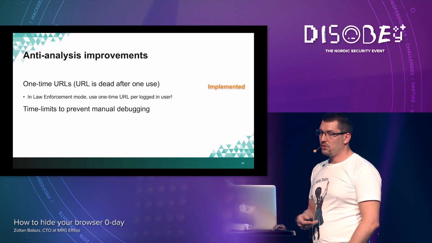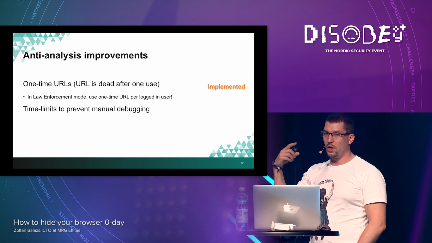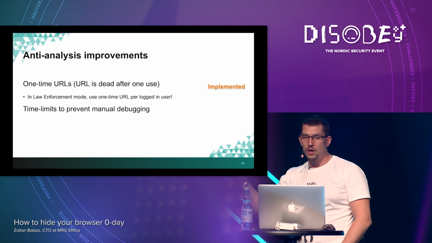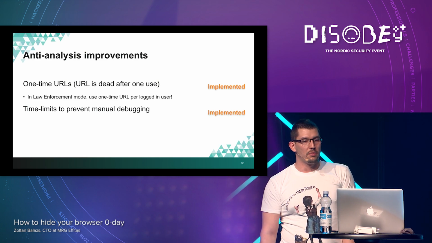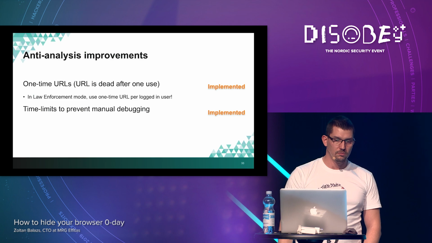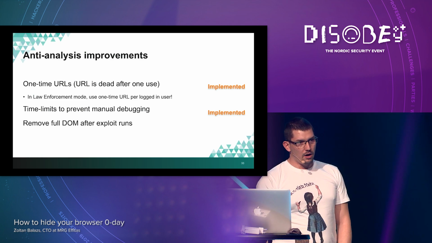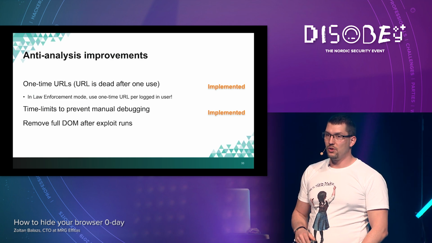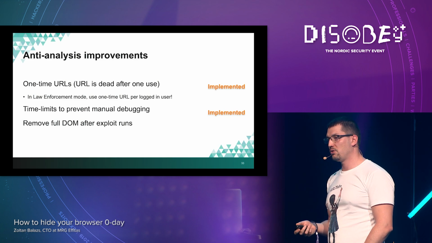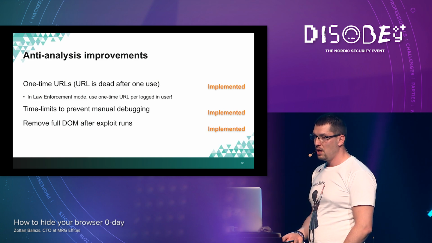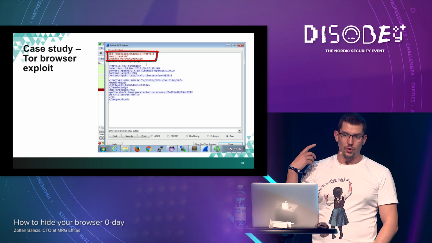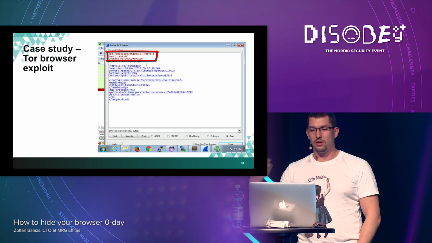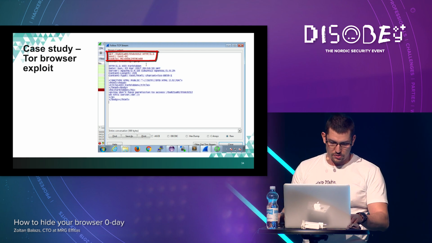One can also put time limits between the JavaScript code to prevent manual debugging. It's fairly easy to implement, so I did that for sure. It might make sense to remove the whole document object model after the exploit was able to run. Again, this is implemented. And I'm going to show you with the Tor browser exploit how this really works.